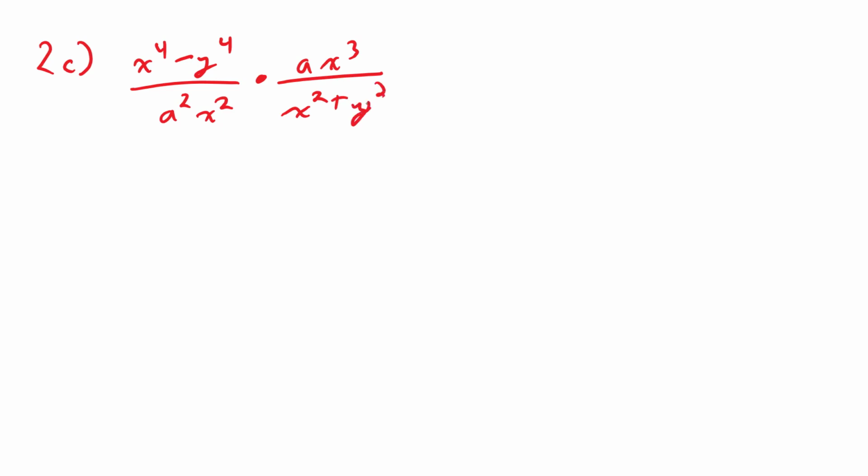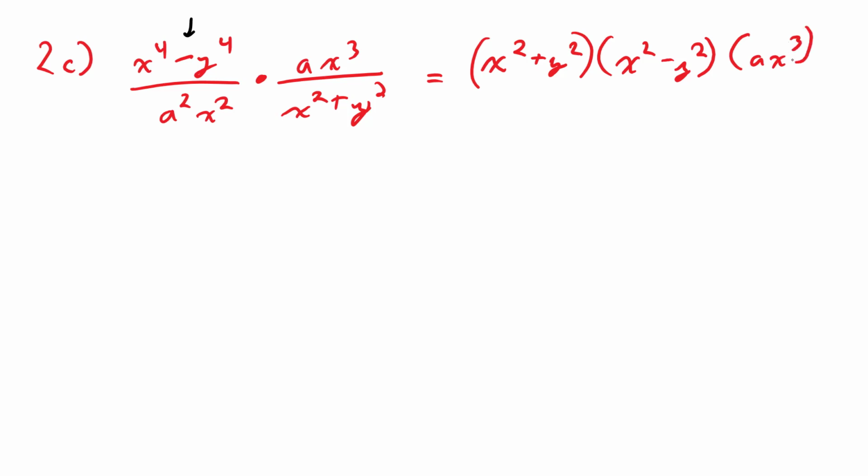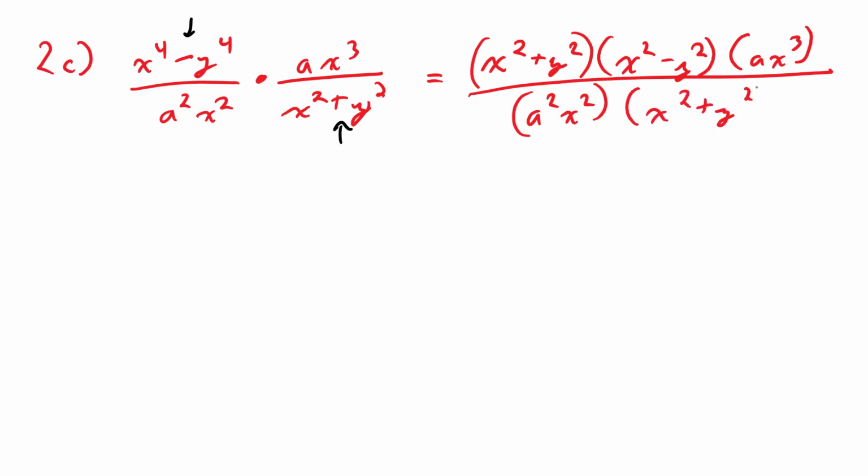First step here, what do I have here? I can see I have a difference of squares right here. So let's factor that out. X squared plus y squared times x squared minus y squared. We can combine this all together as one big fraction. This would be times ax cubed. On the bottom here, I would get a squared x squared multiplied by, this is a sum of squares. Remember, this does not work the same as a difference of squares. So just keep that as x squared plus y squared. Notice what we have. We have the same value on the top and the bottom. They will cancel each other out.